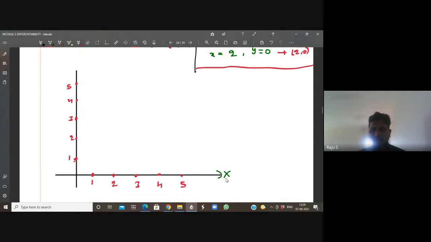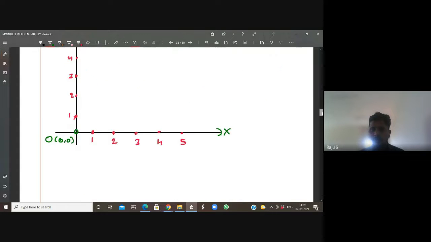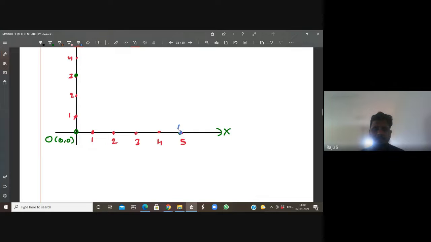So this is x-axis, y-axis, this is origin, (0, 0). Now, first one, what are the points? (0, 3), (5, 0). (0, 3), here (5, 0) will be here. So I'm going to identify those points. This point I'm taking as A, value is (5, 0). This is point B, (0, 3).